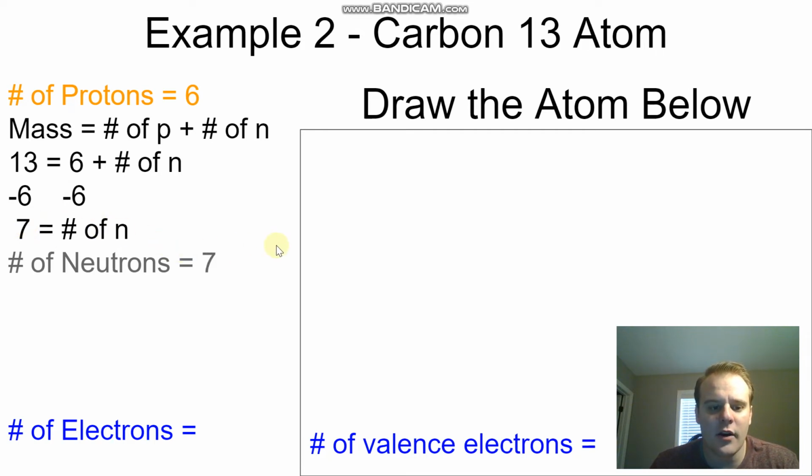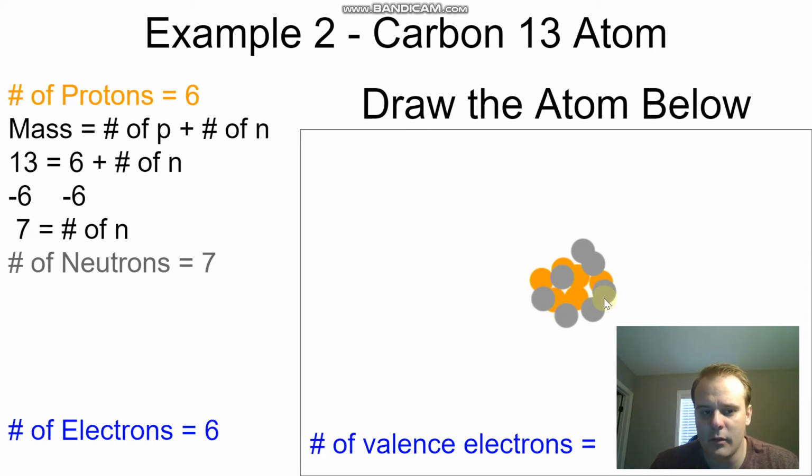And then just recall that our number of electrons is always going to be the same as the number of protons for these examples today. So it's going to be 6. Okay, and then we're going to start to draw the atom. First things first, we're going to add in our 6 protons. So that'll be right here. 1, 2, 3, 4, 5, 6 protons. Then we're going to add in our 7 neutrons. 1, 2, 3, 4, 5, 6, 7 neutrons.